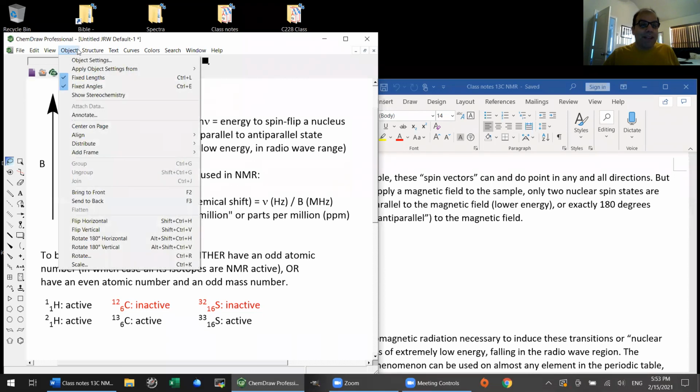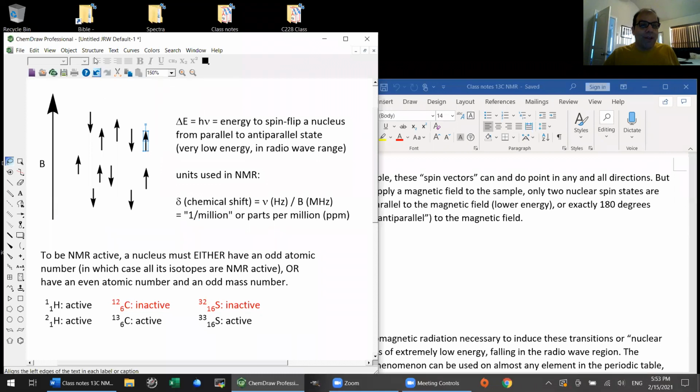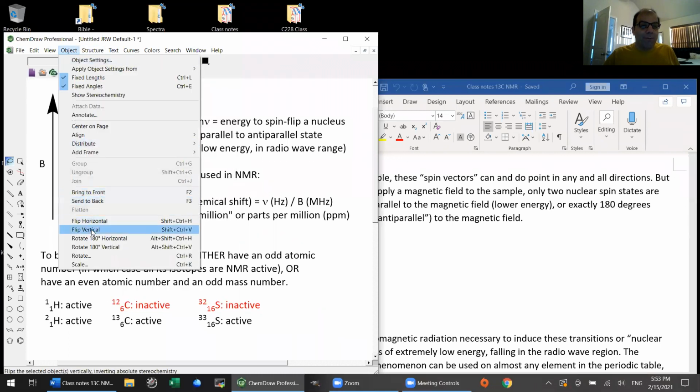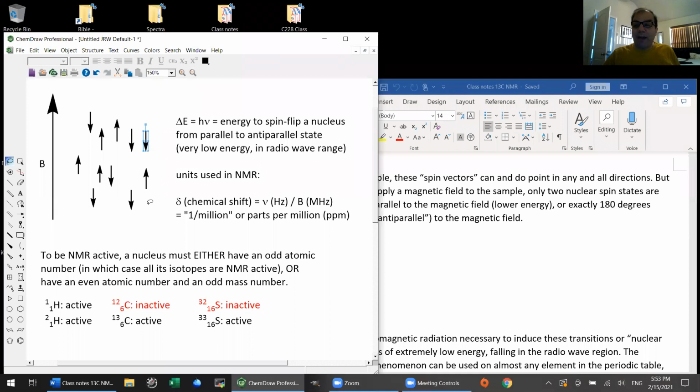I never remember which is flip horizontal and which is flip vertical. Obviously, it must be flip vertical. So there, I just flipped that one nucleus from parallel to anti-parallel. And the amount of energy that it takes to do that is very, very low.